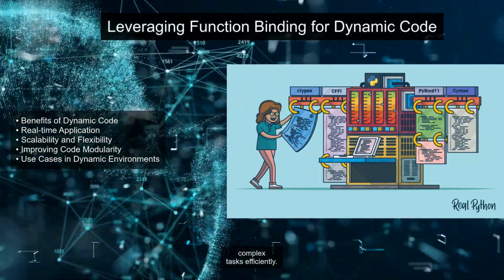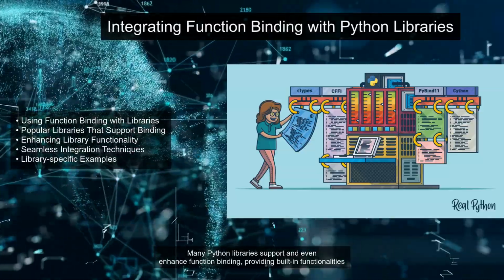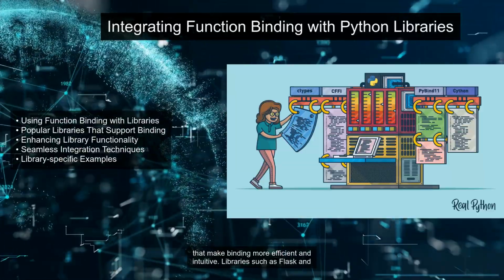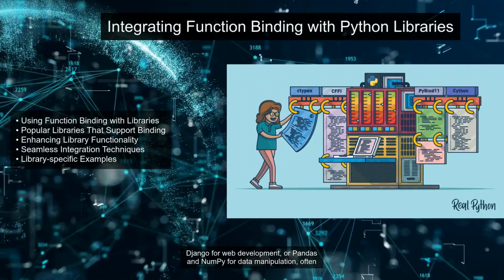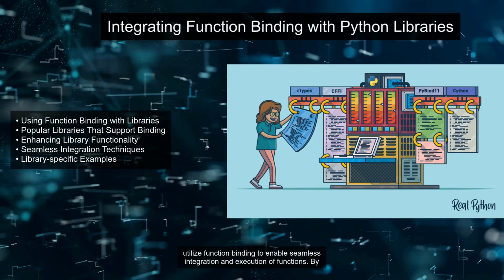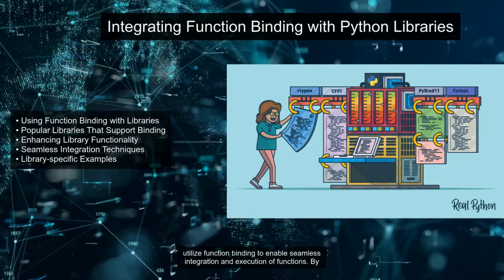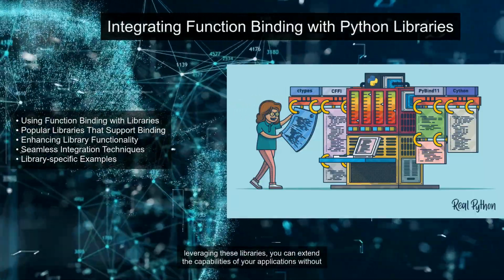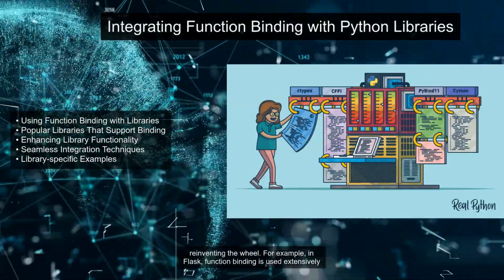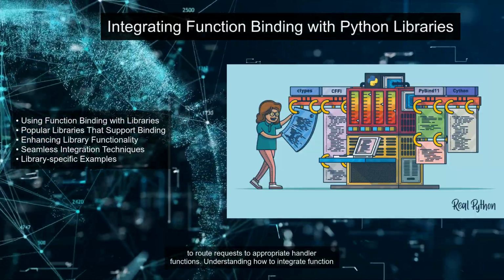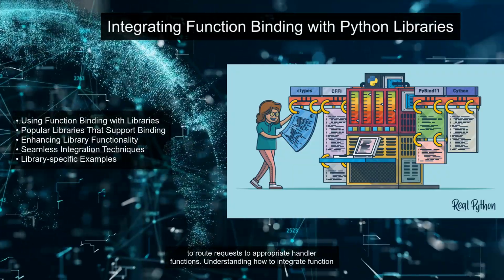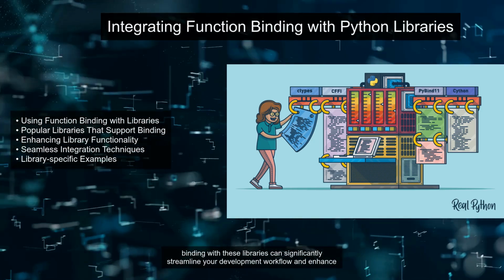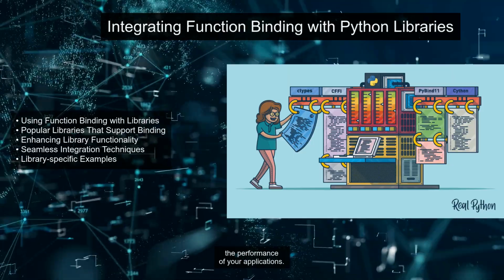Many Python libraries support and even enhance function binding, providing built-in functionalities that make binding more efficient and intuitive. Libraries such as Flask and Django for web development, or Pandas and NumPy for data manipulation, often utilize function binding to enable seamless integration and execution of functions. By leveraging these libraries, you can extend the capabilities of your applications without reinventing the wheel. For example, in Flask, function binding is used extensively to route requests to appropriate handler functions. Understanding how to integrate function binding with these libraries can significantly streamline your development workflow and enhance the performance of your applications.